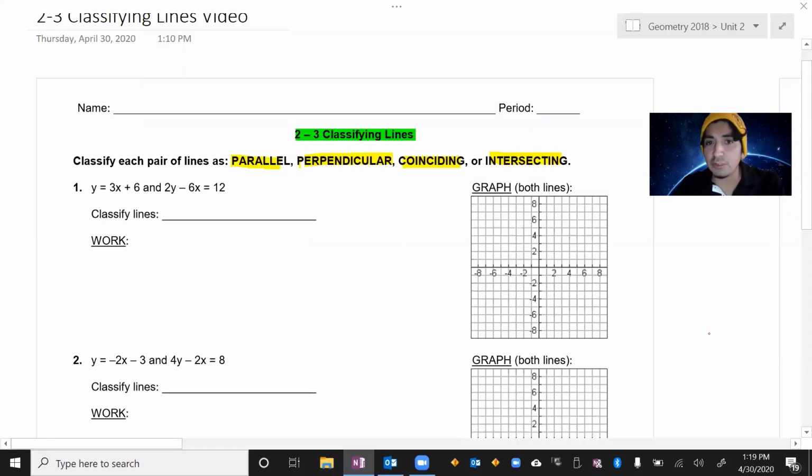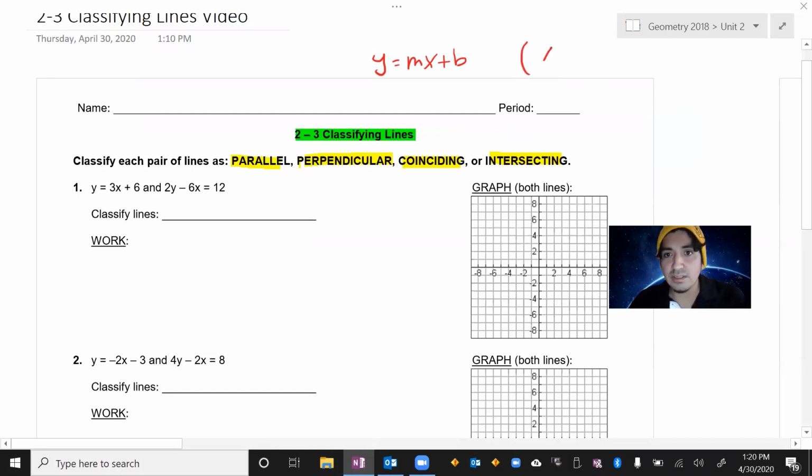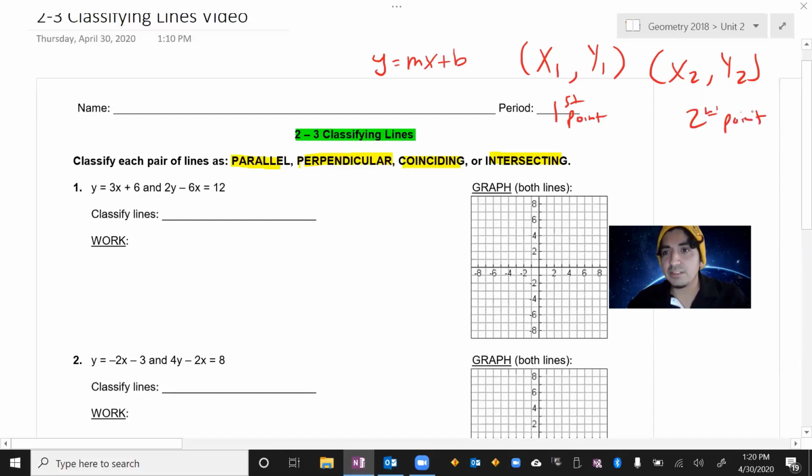In this video, we'll work on classifying lines and initially writing equations with what we're given. What I mean by writing equations is we want to write it in y equals mx plus b, pretty much slope-intercept form. One thing you need to know is what's x1, what's y1, what's x2, and what's y2. That's your first point and then your second point. Always make sure you understand how those work, because if you don't, you're going to get these all jumbled up.